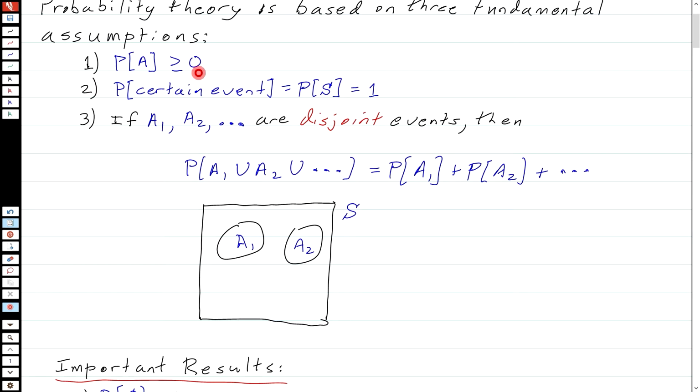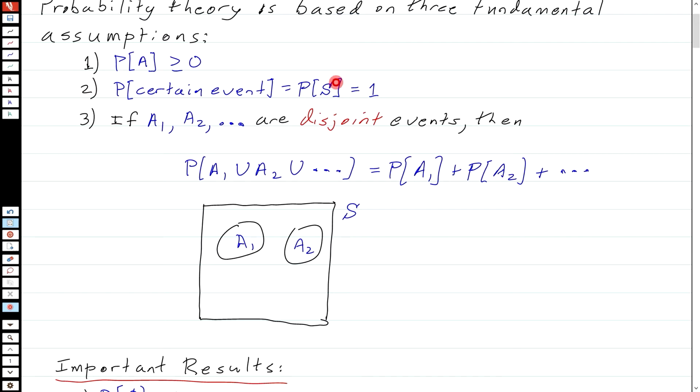Lots of people express probabilities as percentages. I would discourage you from doing so, because when we're computing probabilities of intersection, we multiply probabilities, and you can't multiply percentages. You have to multiply the fractions between 0 and 1. So usually I express my probabilities as numbers between 0 and 1. So the probability of the certain event is 1.